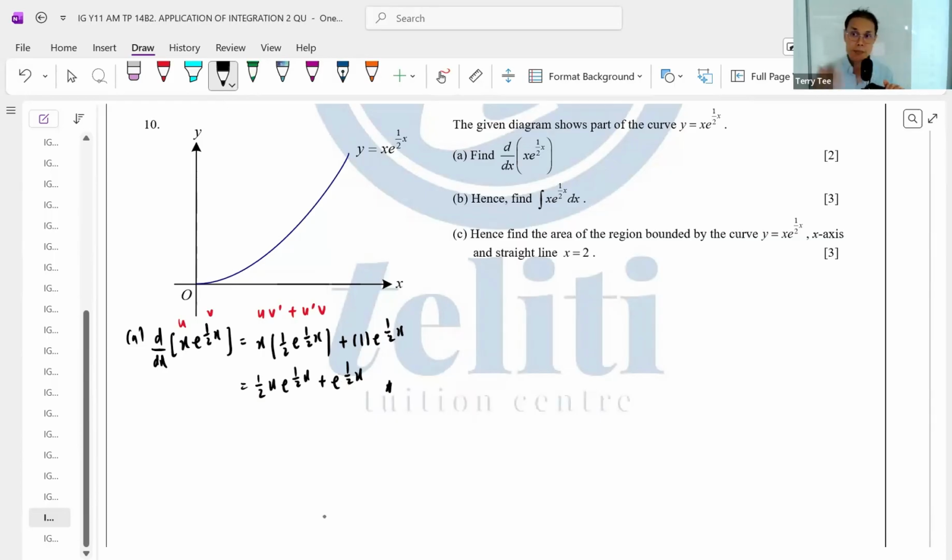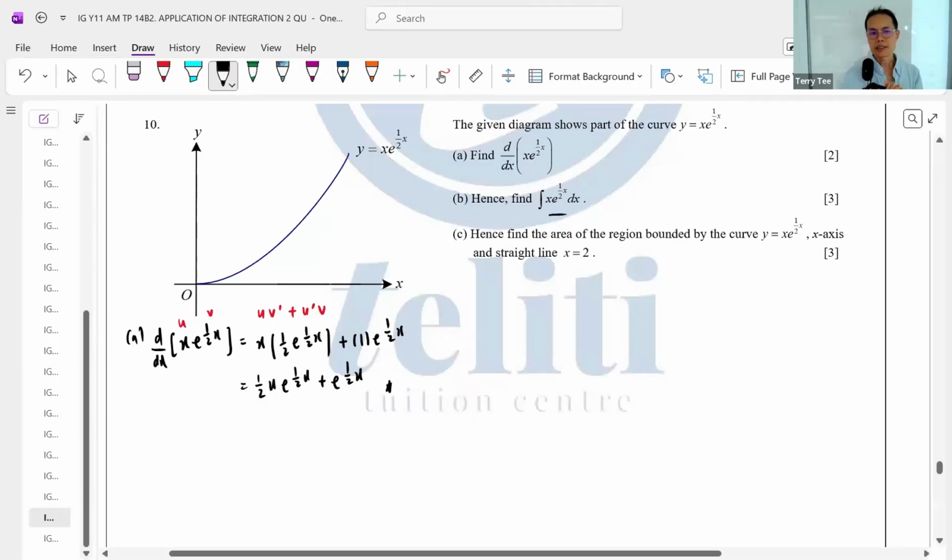Okay, so the first part we're supposed to differentiate. Second part, we're going to use the result. We say, hence find the integration of this. Now remember, we've done this many times. Differentiate the red one, gives us the green one. Integrate the green one. Your green one is half x e power half x plus e power half x dx. Gives us the red one. Red one is what? x e power half x plus c.